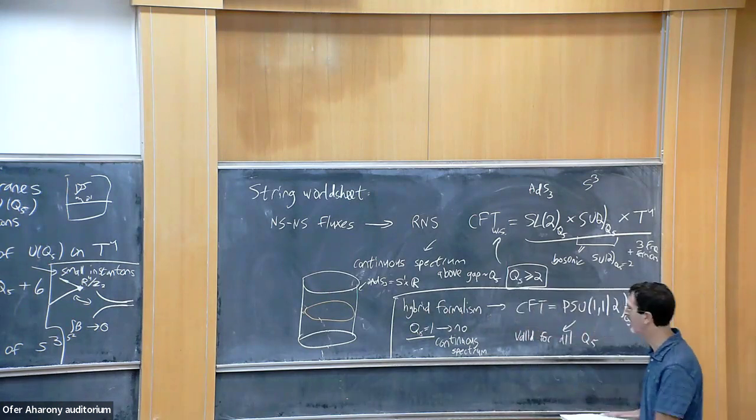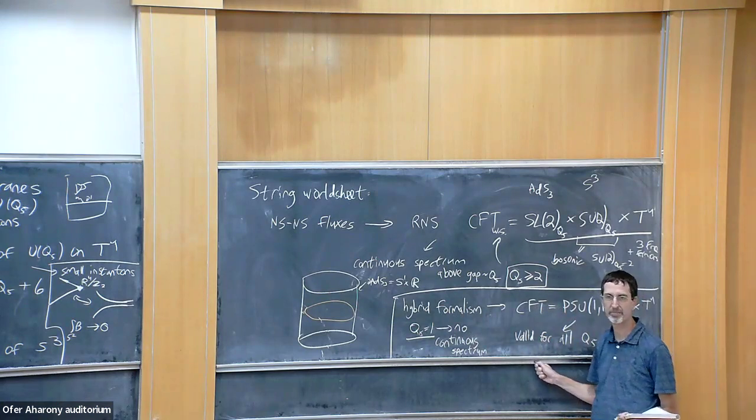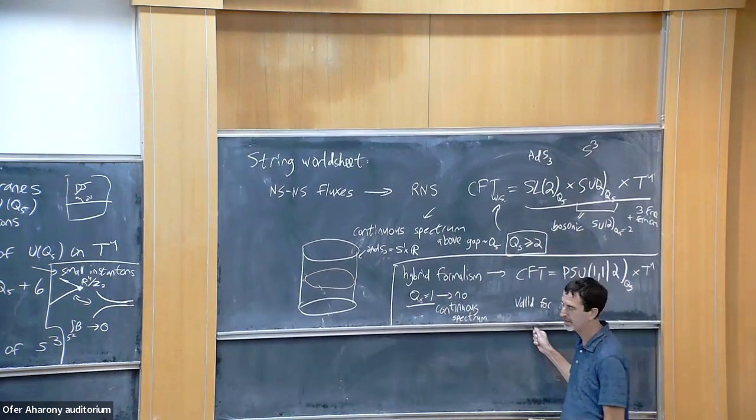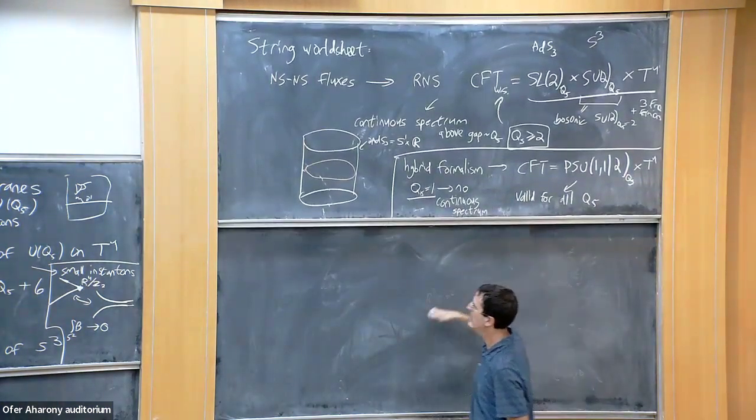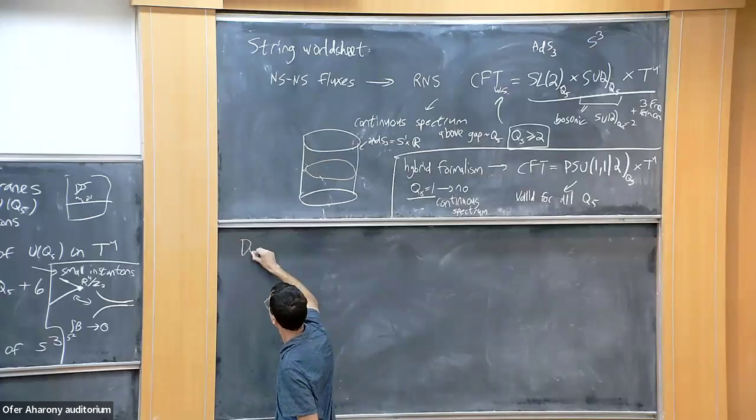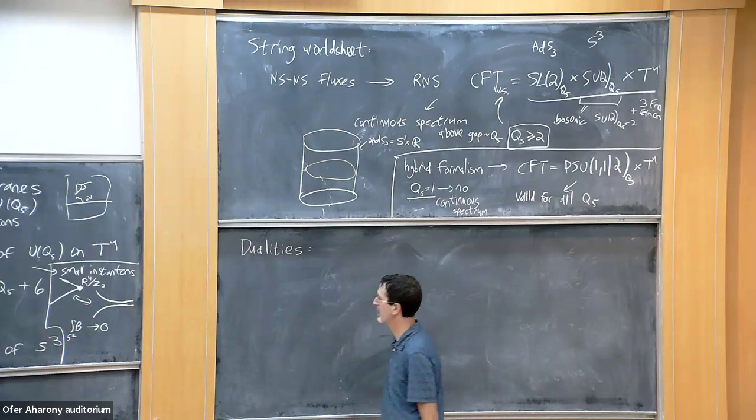So that was the quick review of what's known about the string worldsheet. So are there any questions about this part? Okay, so the final topic that I want to review is dualities.